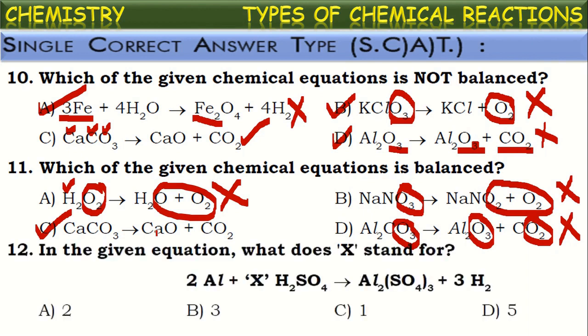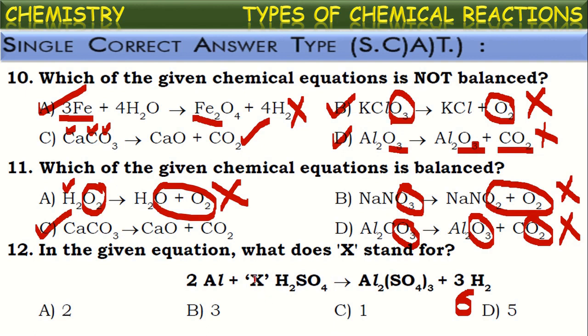Okay, next one. In the given equation, what does X stand for? What is X here? See, if we balance this equation, what do we get in the place of X? Say hydrogens, if you see, then we can understand. Here, two hydrogen atoms are there on the left hand side. And here, totally there are 6 hydrogen atoms because each molecule contains 2 hydrogens, totally 3 molecules are there.